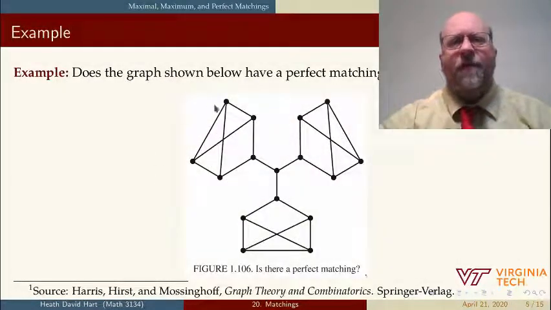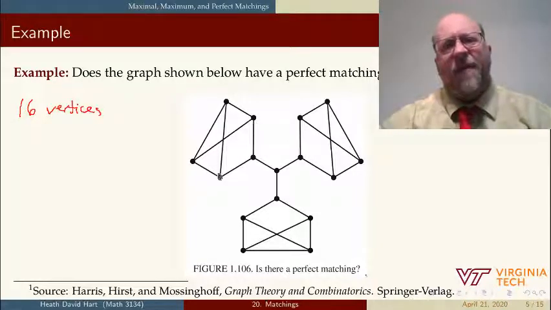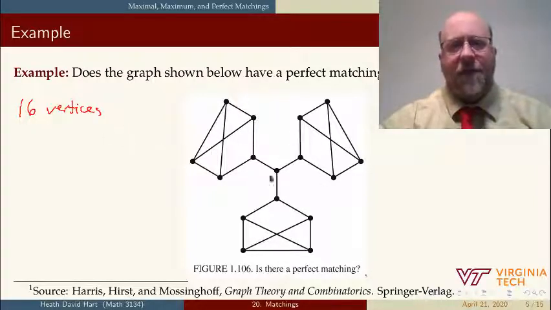How about this graph? Does this graph have a perfect matching? It has an even number of vertices. There are 5 in each of these clusters. So there are 5 up here, 5 over here, 5 over here, and then 1 more in the middle. So that's 15 plus 1 is 16 vertices. So we have an even number of vertices.